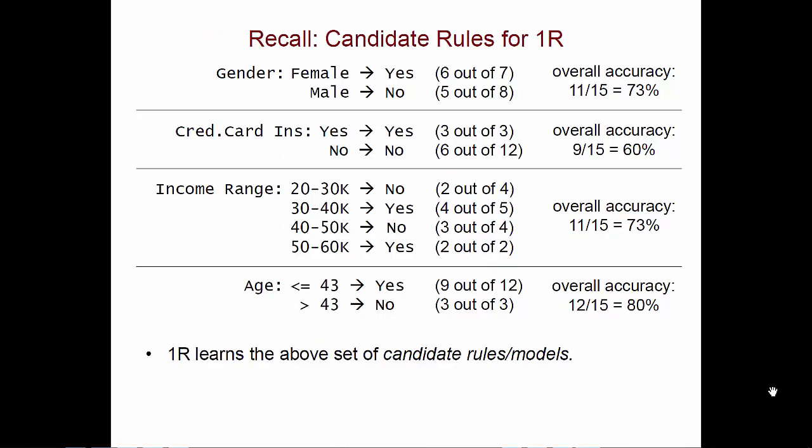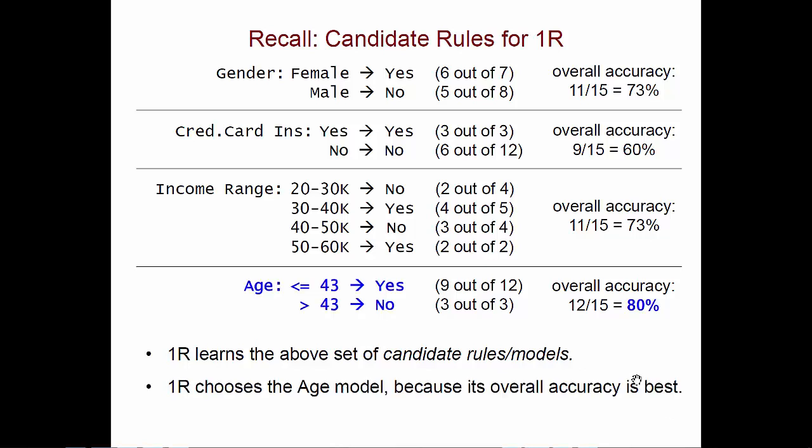1R learned a separate set of candidate rules for each of the input attributes. So one set of rules based on gender, one on whether the customer accepted credit card insurance in the past, one based on income range, one based on age. And then when you look at all of these candidate rules, 1R chooses the one whose overall accuracy is the highest, which in this case is the rules based on age. And that's all that matters in 1R is the overall accuracy on the training data.